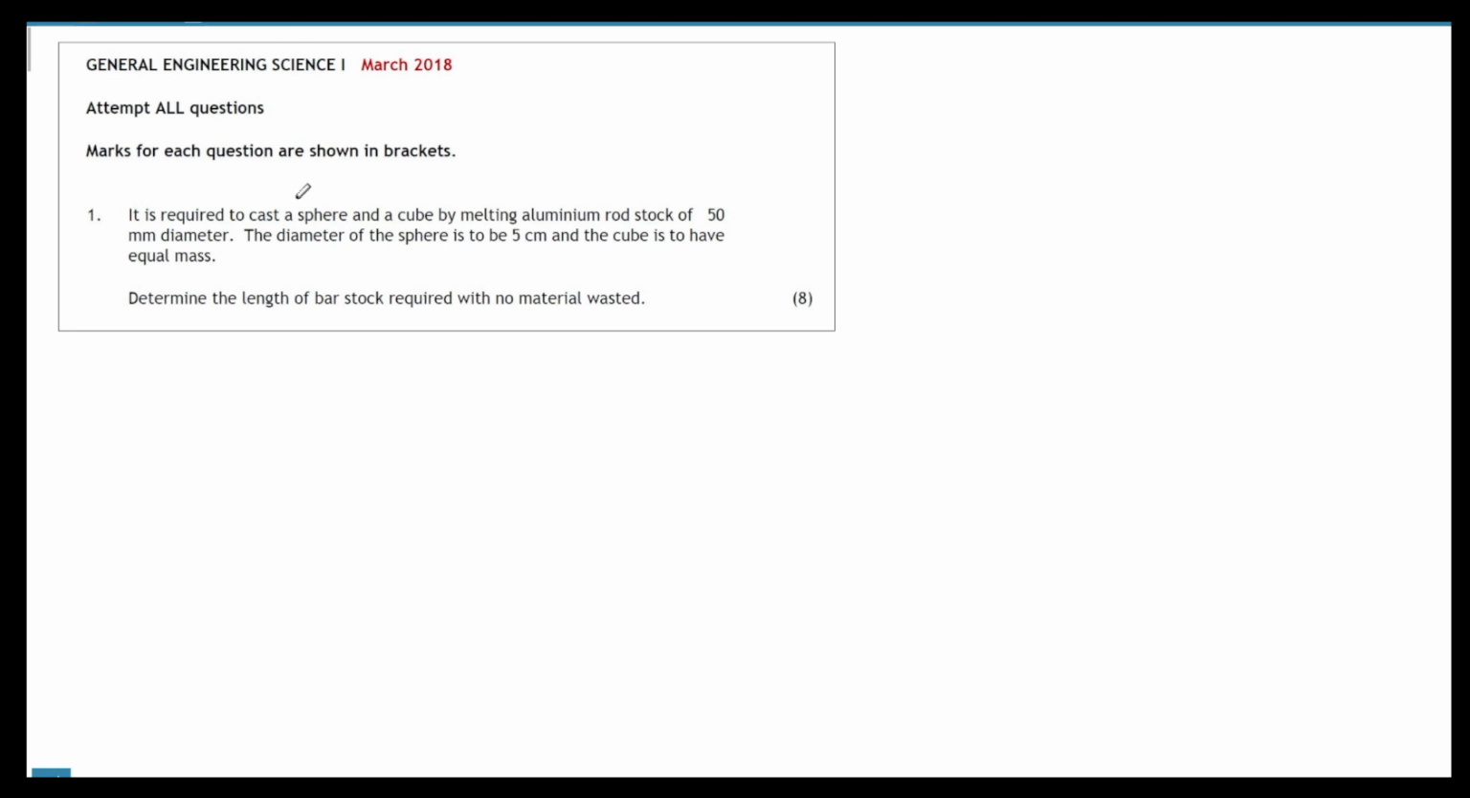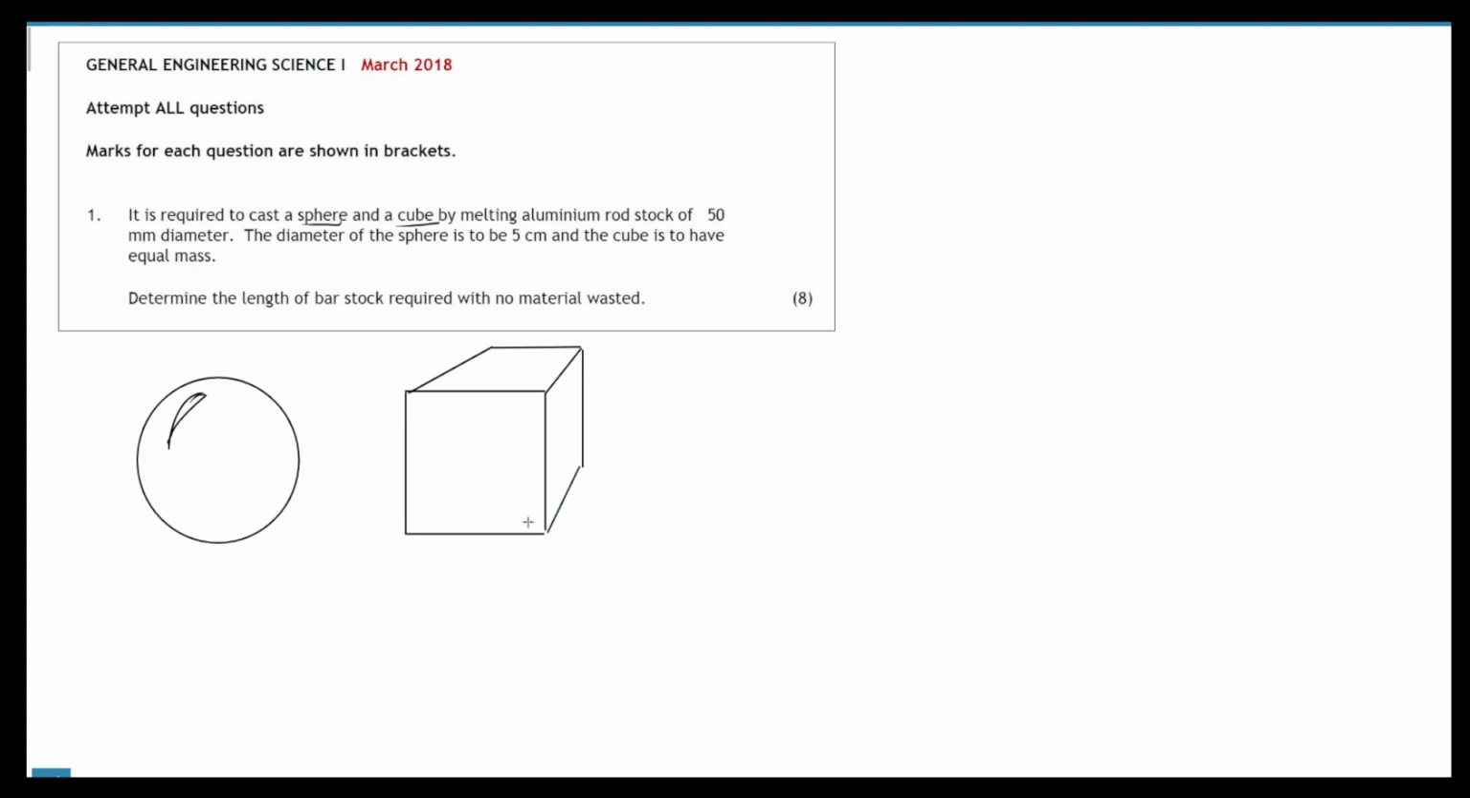It's required to cast a sphere and a cube by melting aluminium rod stock. I can't understand all that information in one go, so I'm not going to read it anymore. I'm going to read the whole question just slowly. I'm just going to take these out to start with. So we've got a sphere and we've got a cube.